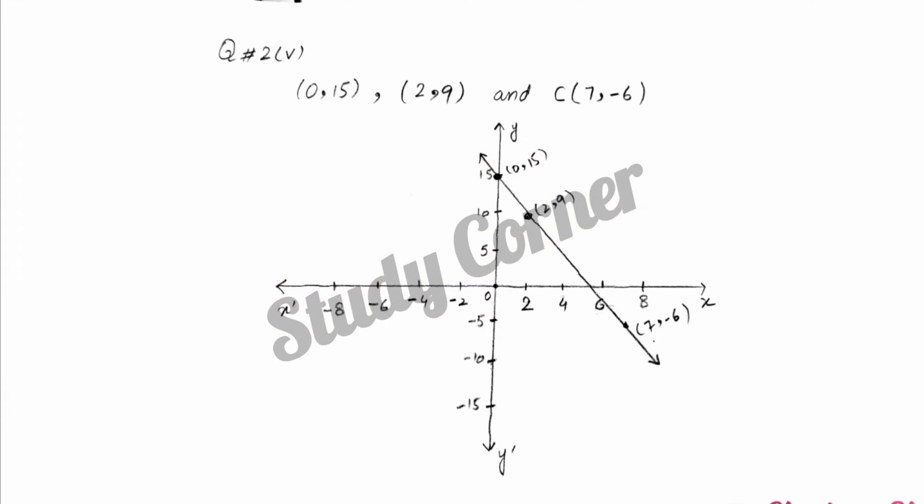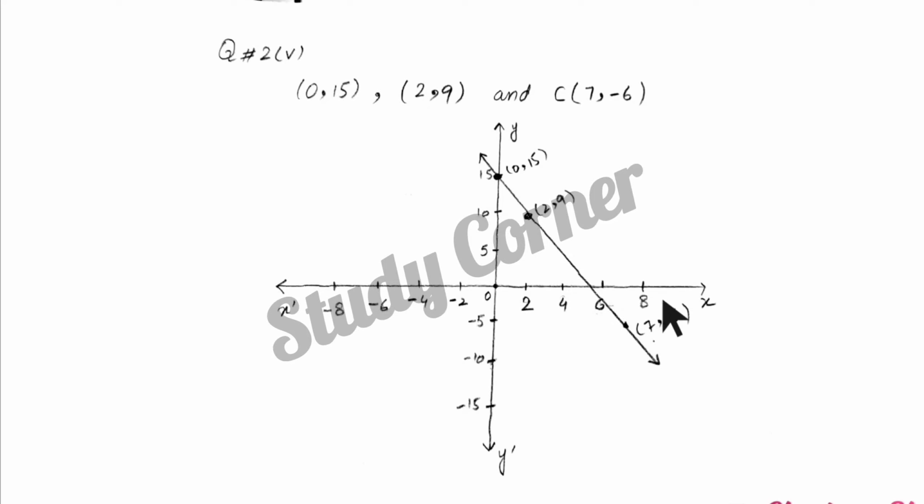Question number 2, part 5. Three points are given: (0, 15), (2, 9) and (7, -6), and we have to show by the distance formula whether these points are collinear or not. Firstly, we have to draw these points using a suitable scale. Let this point be A, this point B and this point C.